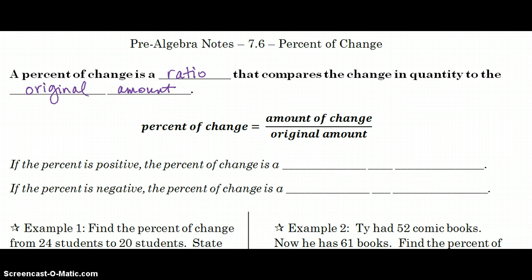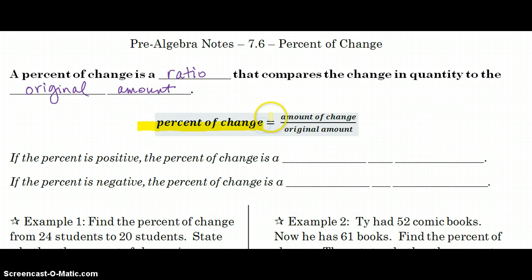Here is what that equation is going to look like. When we're looking for the percent of change, you're going to take the amount of change and divide it by, or put that over, the original amount. So if I were taking notes, I would highlight this to help me remember that formula.